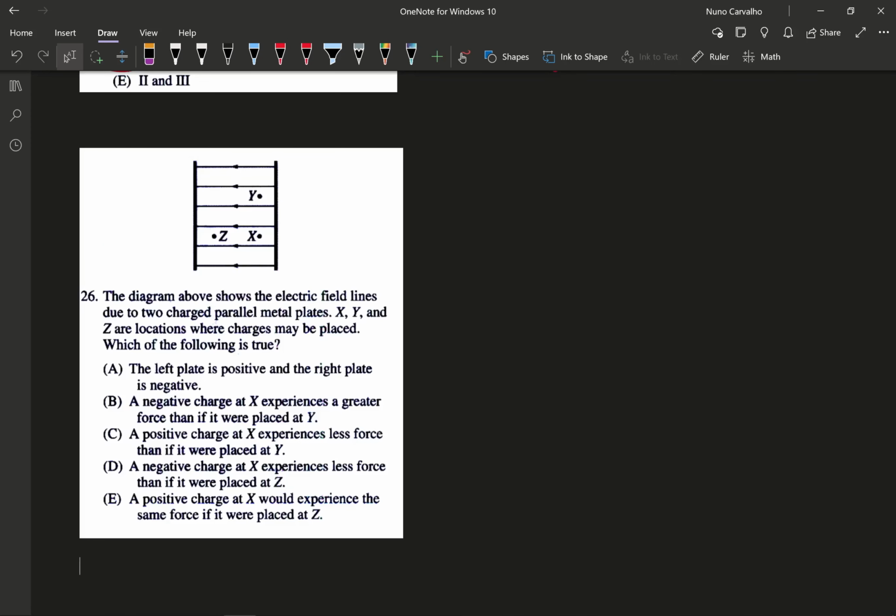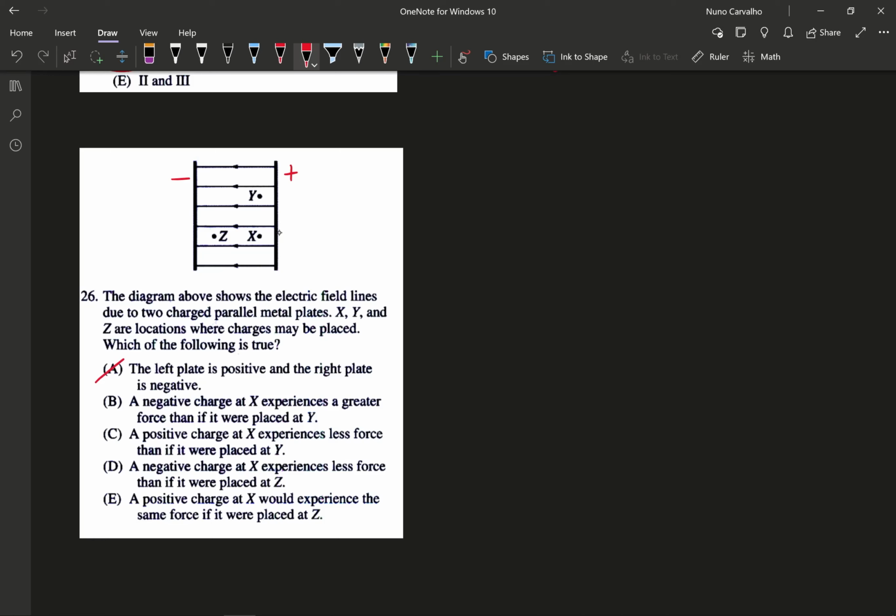Number 26, we're told that the diagram above shows the electric field lines due to two charged parallel metal plates, and then we are given 3 points here, X, Y, and Z, about potential locations that we can place a charge. So which of the following must be true? Let's go through each one. A, the left plate is positive and the right plate is negative. Well, electric fields go from higher potential to lower potential, which means that really what's going on is we're negative on the left and positive on the right, so no, it's the opposite of A.